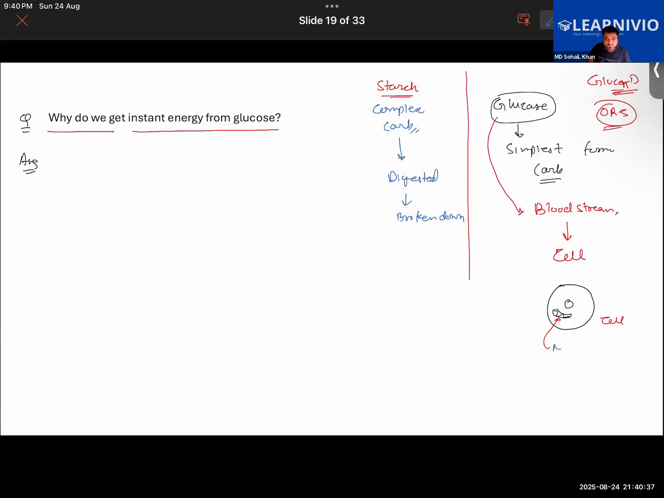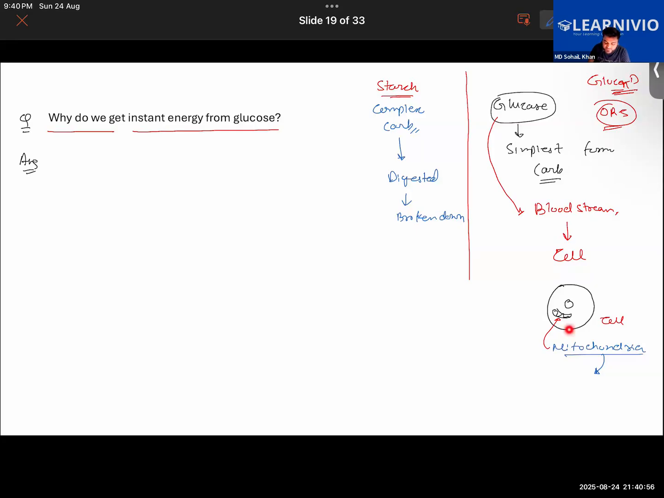So yeah, then we are capable of doing physical activities like running outdoors. That's why people usually drink glucose drinks, particularly when they have to do some physical workout, or if they are very tired and feeling weak.